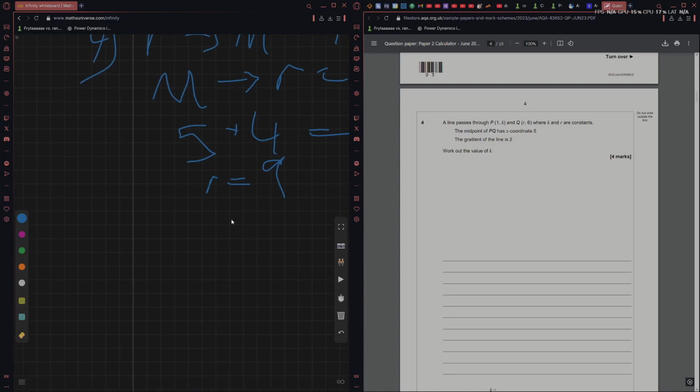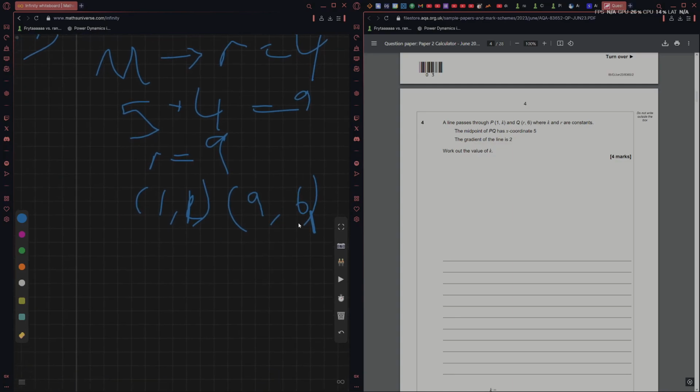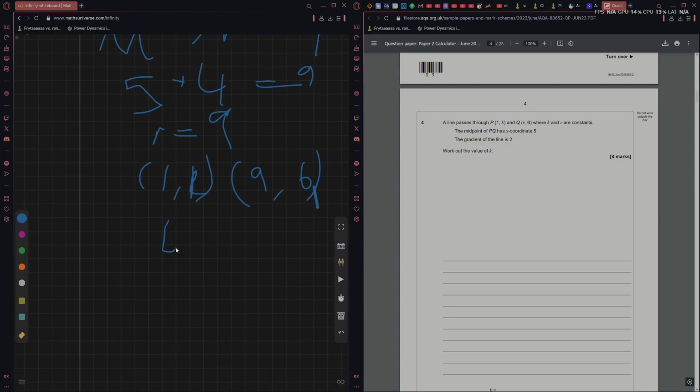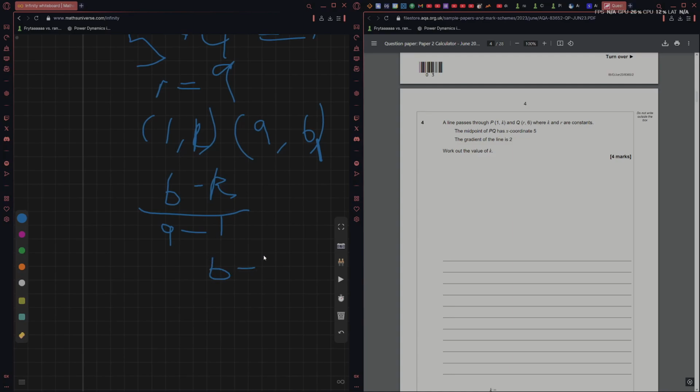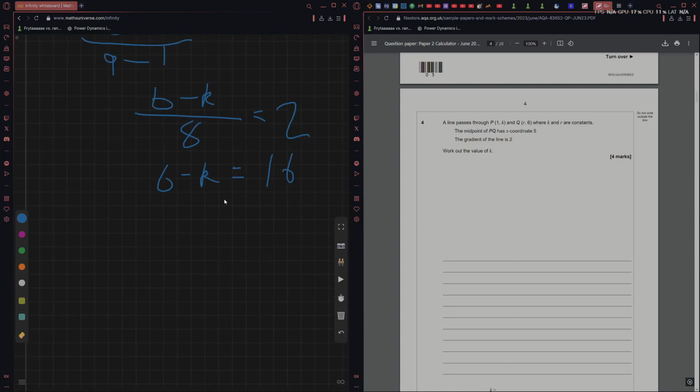So now we know the coordinates are 1, k and 9, 6. Now we know the gradient is 2, so the gradient is 6 minus k, because it's the change in y, over 9 minus 1, or 8. So 6 minus k over 8 equals 2. So k equals -10. That's a terrible k.